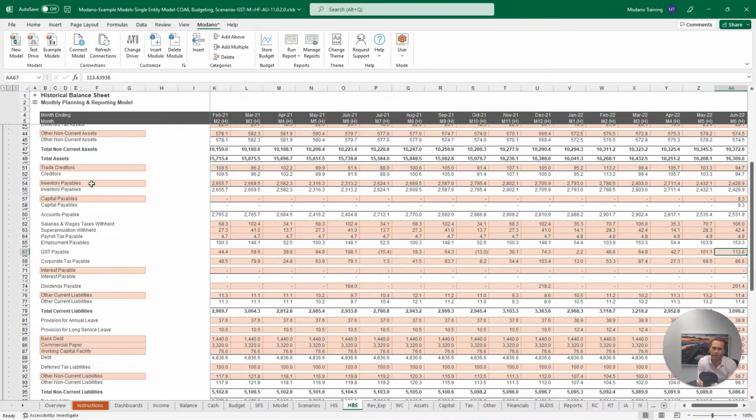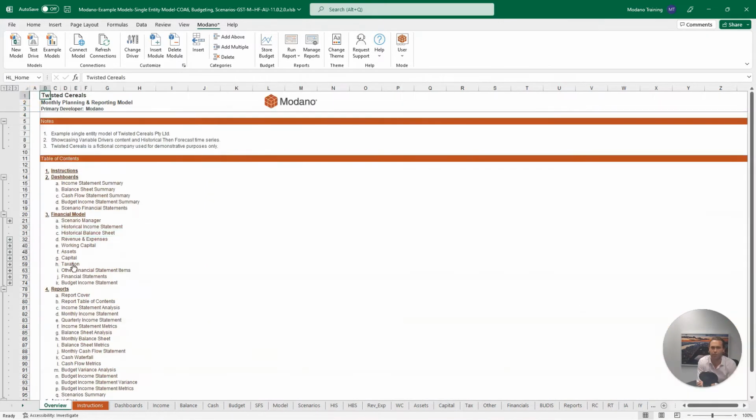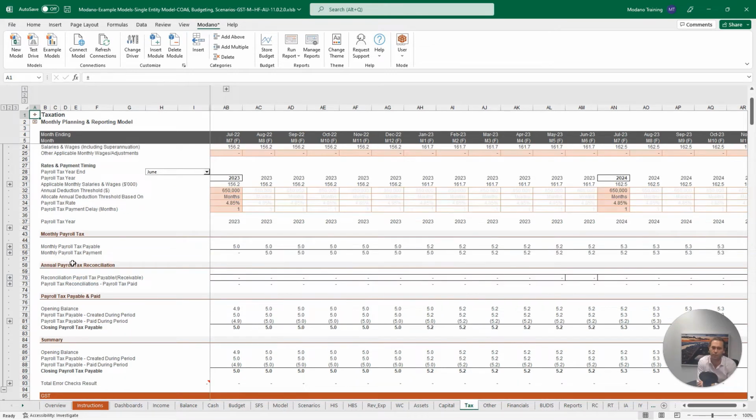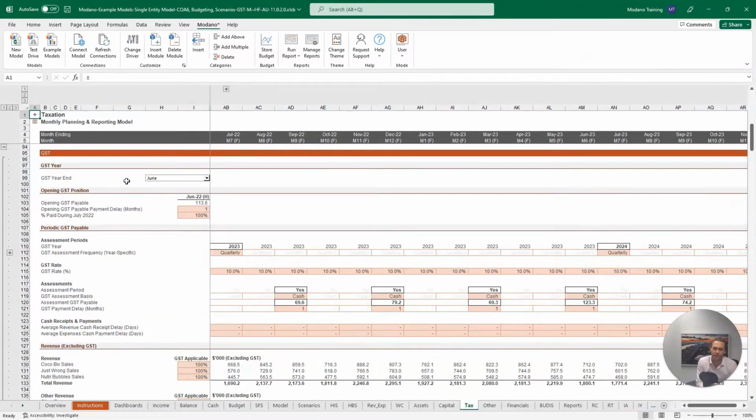When forecasting GST, this is handled on the taxation sheet and is located below payroll tax if it's included in the chart of accounts you've chosen. Before diving into the details, let's first look at the financial statement impacts of GST.